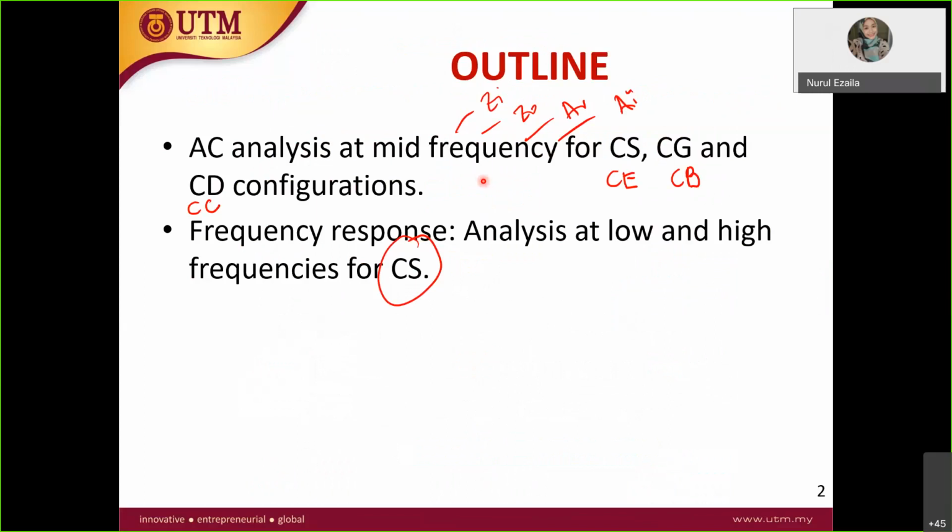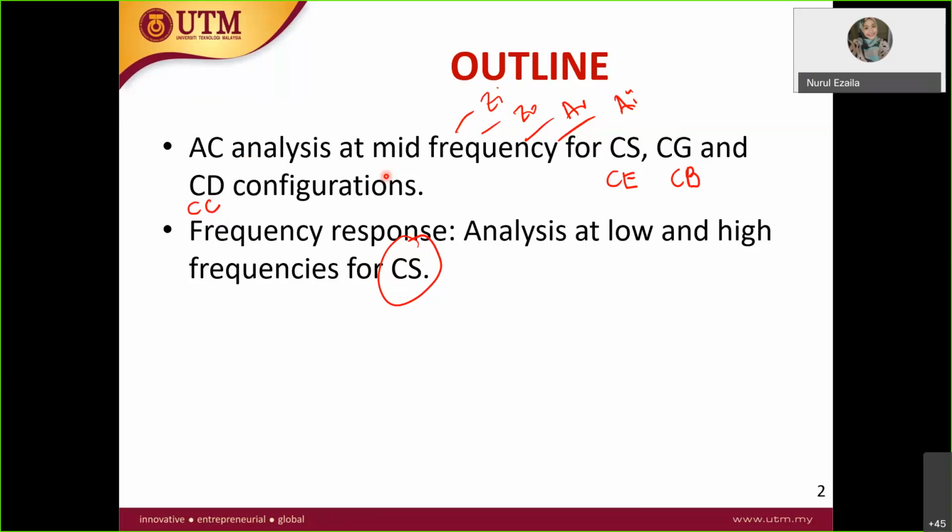This one we cover on the common source, common gate, and common drain. The similarity of the analysis for all these: common source is pretty similar to the common emitter, common gate is similar to the common base, and common drain is similar to the common collector. In this mid-frequency analysis, we draw the AC equivalent circuit by short circuiting all the capacitors.